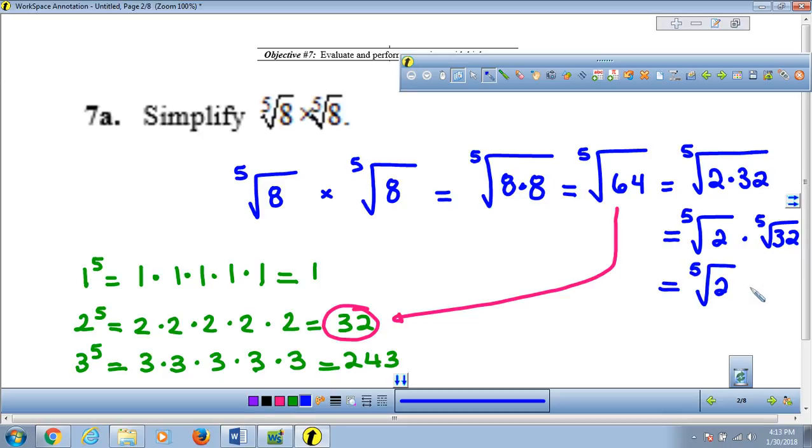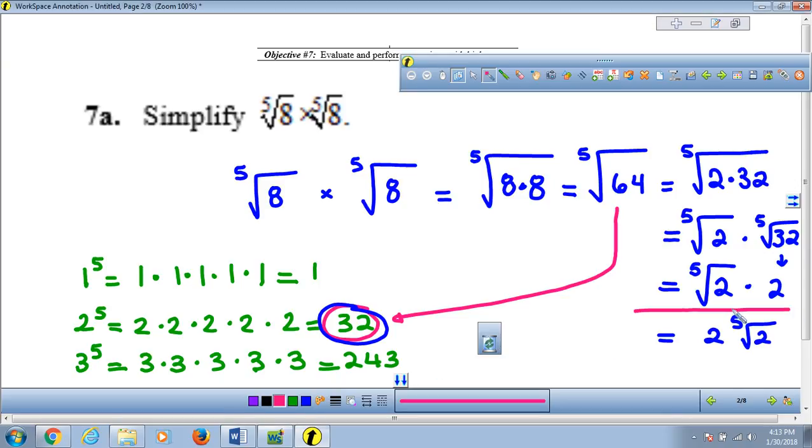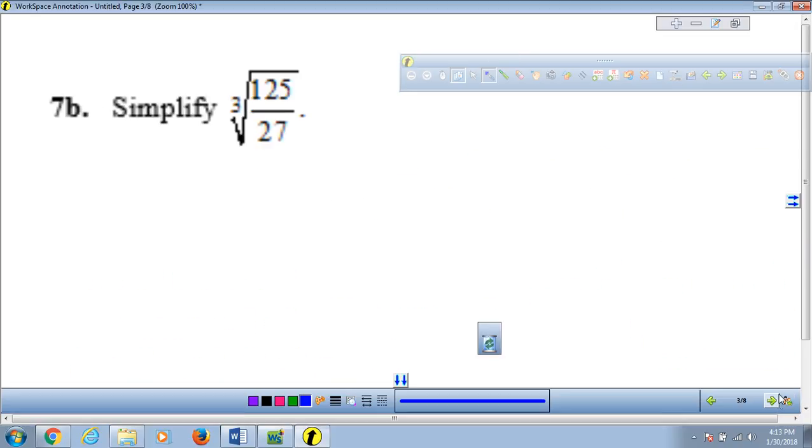The 5th root of 32 is actually something that we had done here before. We found it. It's 2. And then we just rewrite the answer: 2 times the 5th root of 2. I'm sorry, I put a 32. That would be the answer. Okay, and the little 5 here is not the exponent of the 2 on the outside of the radical. It's the index on the root, right? So that would be the answer for this.